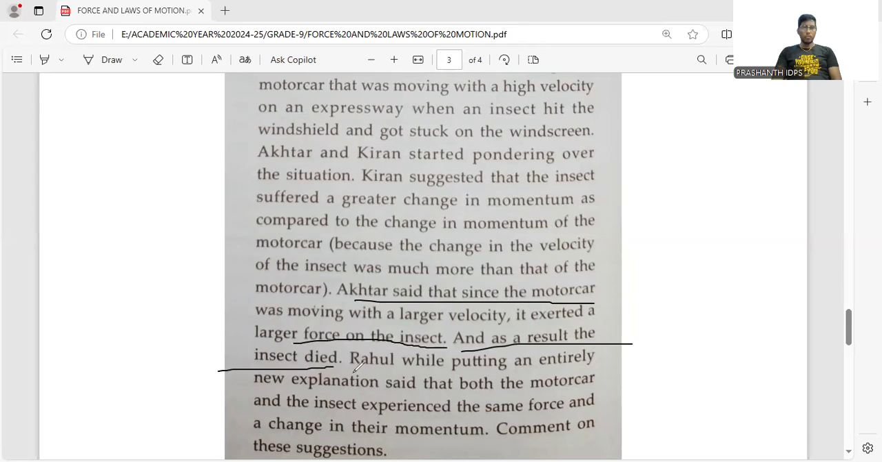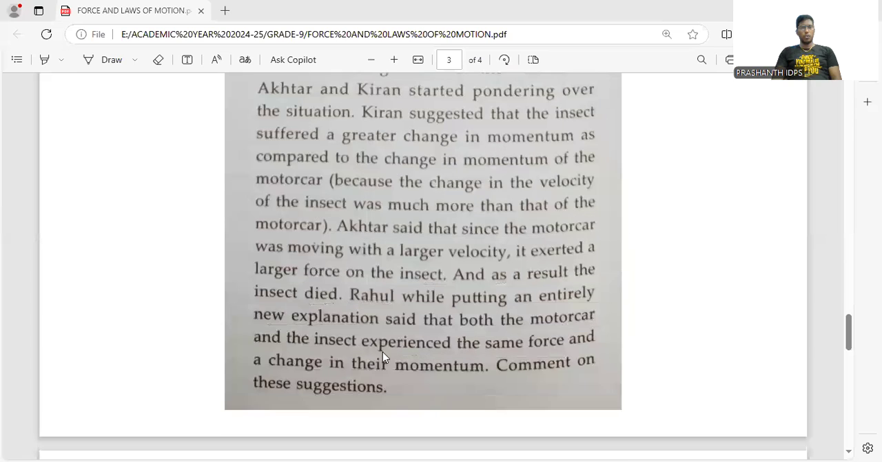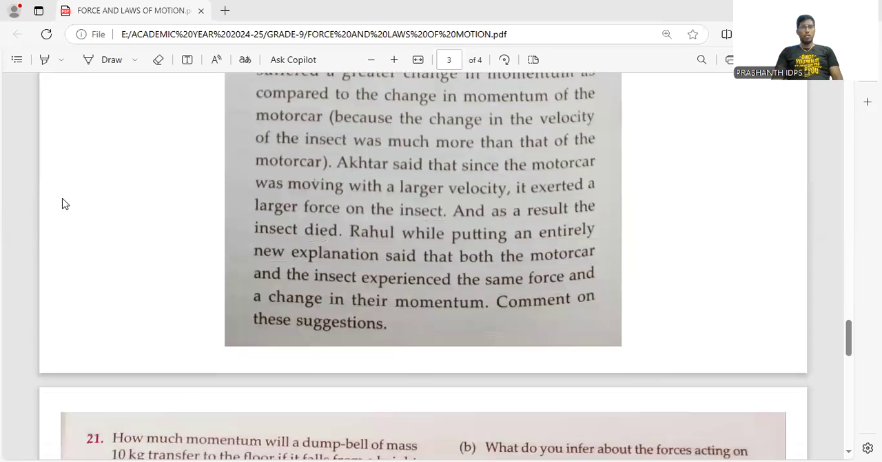But the third guy, Rahul, putting forward an entirely new explanation, said that both the motor car and the insect experience the same force and the same change in their momentum. Comment on these suggestions. Rahul is saying your both assumptions were wrong. Both the insect and the motor car experience the same force and change in momentum. Comment on this suggestion. So what comment can we give?